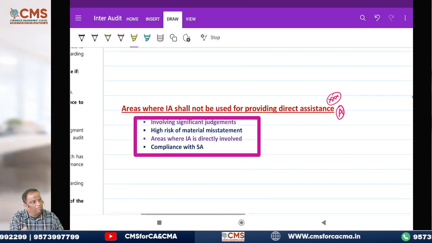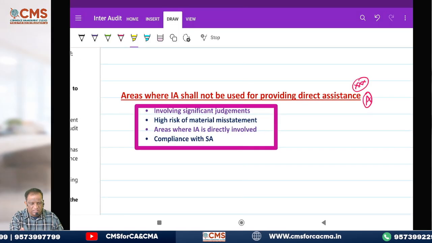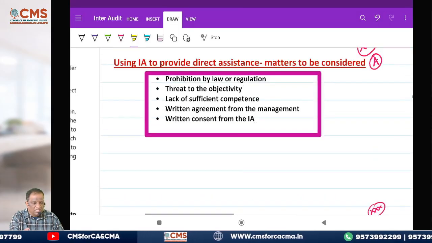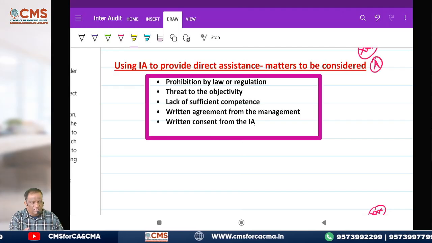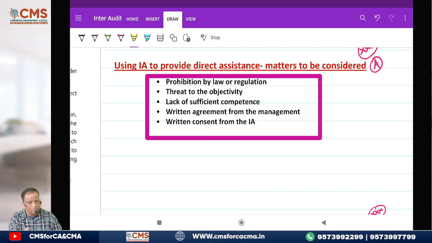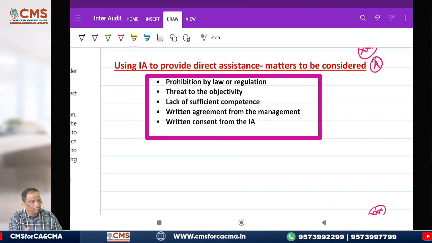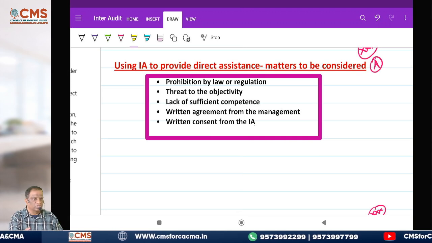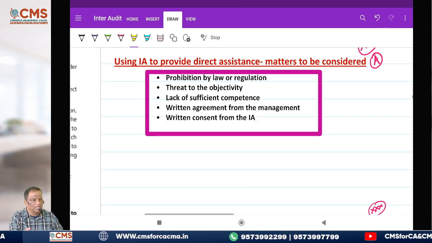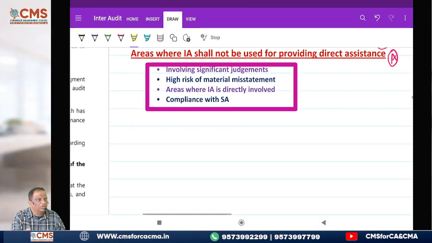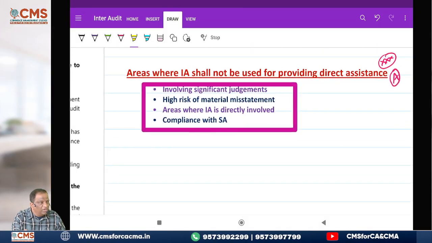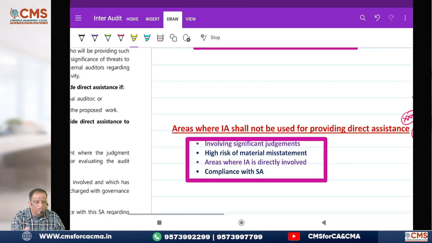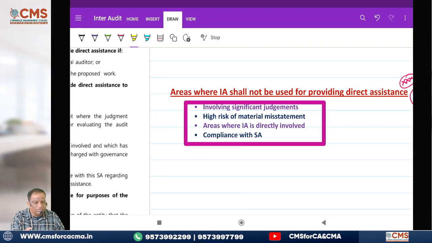Despite this, this is also important. He is asking in bits and pieces. That is, I checked about the internal auditor, he is independent, the law allows me to do it, and there is no threat to objectivity because he is a totally independent and capable guy. So management is okay, he is also okay. Then can I ask him to do whatever I want to do? No. So even if all these points are satisfied, I cannot use the internal auditor for these purposes.